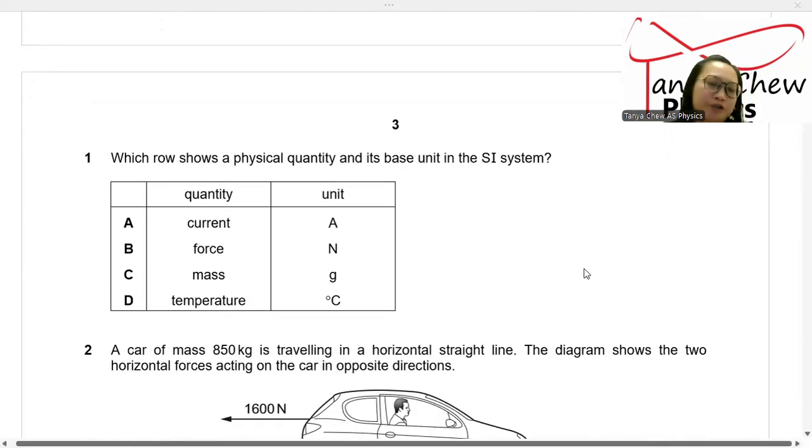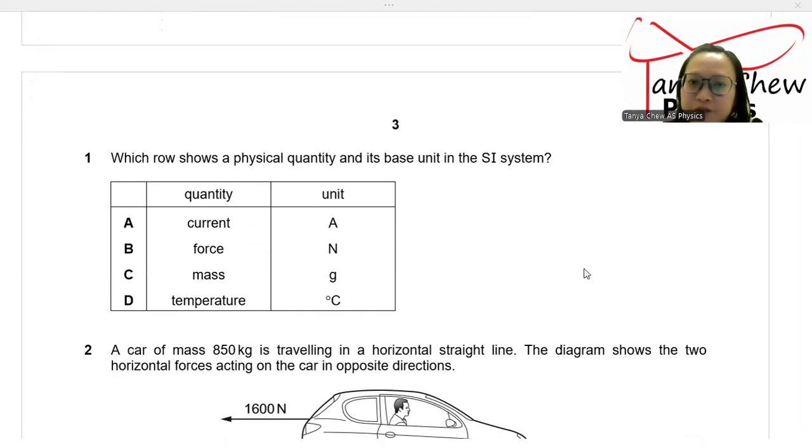Now, the first question, right? Which row shows a physical quantity and its base unit in the SI system? First of all, you have to recall what are the base units required in your syllabus. There are altogether 6 base units required in your syllabus. Let me refresh you a little bit.